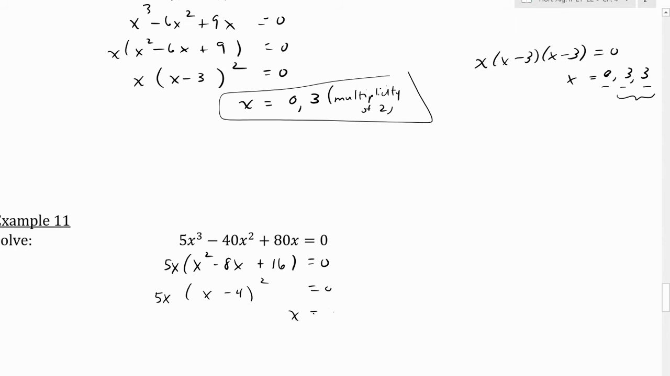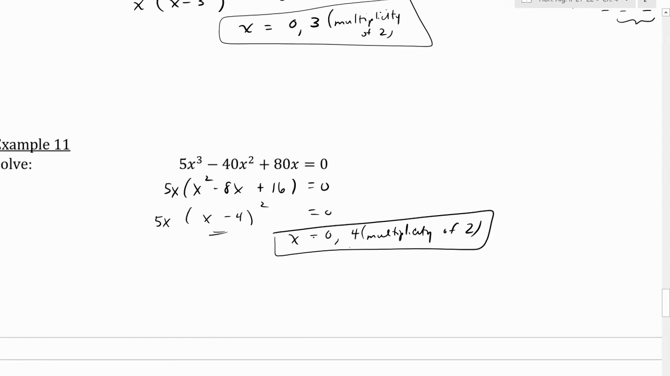So what makes a 5x 0? 0. What makes an x minus 4 0? 4. But this one, because it's squared, would have shown up twice. It has a multiplicity of 2. Some people will call it a double root. You'll hear that. They'll say it's like a double root.